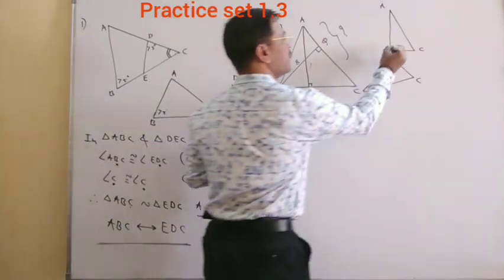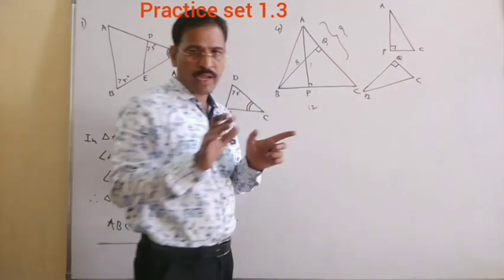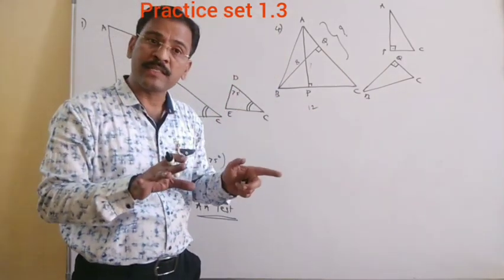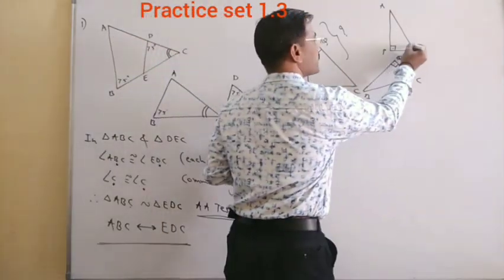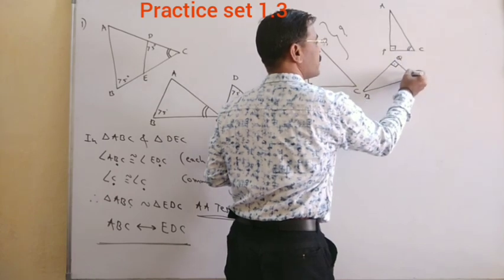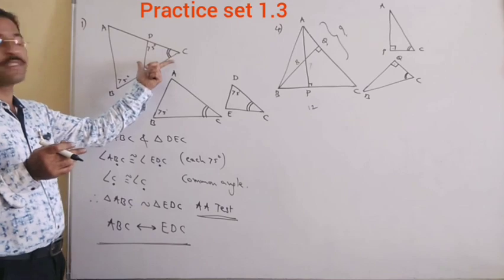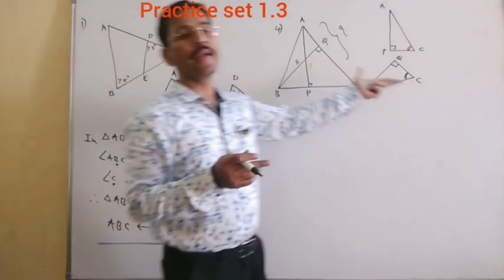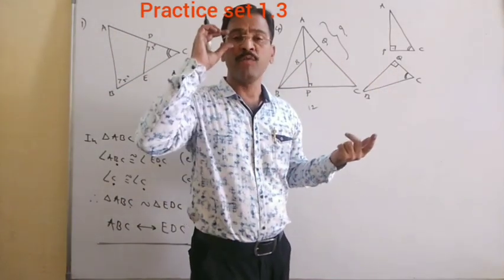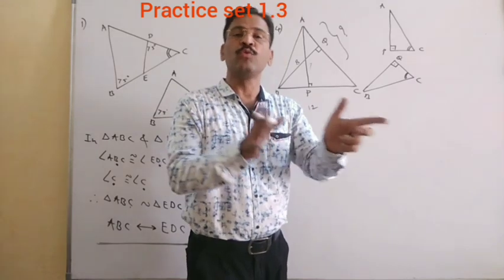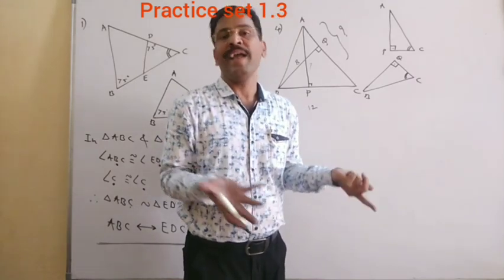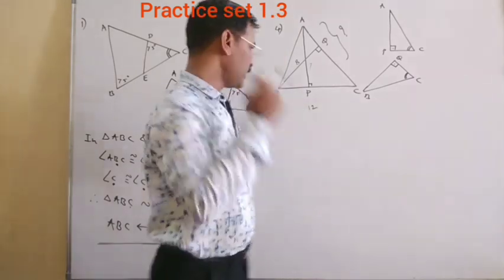Just observe here, this is 90, 90, in both the triangles. At the same time, here this angle C is a common angle. One more time, just as in the previous sum that common C is there, and here also angle C is common. That means now it is very easy to prove the two triangles are similar, again by AA test. Okay, we'll prove this.